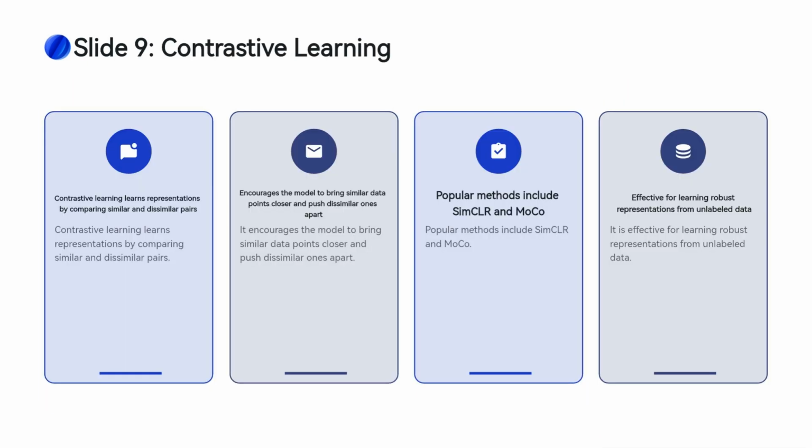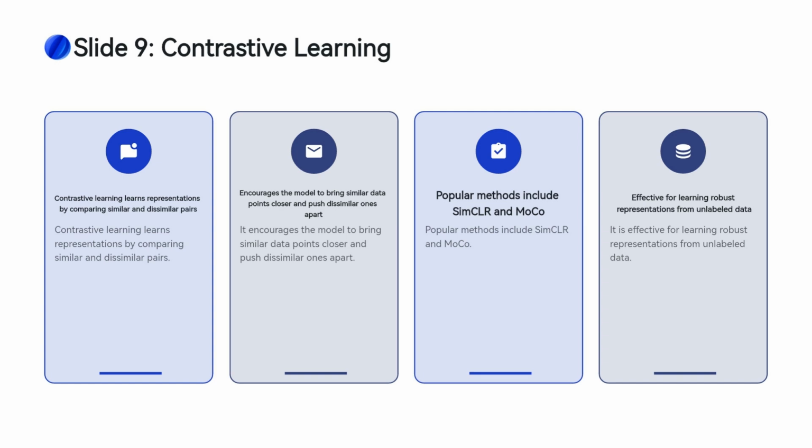Contrastive learning is a form of self-supervised learning where the model learns to distinguish between similar and dissimilar pairs of data points. The objective is to bring similar data points closer in the feature space, positive pairs, while pushing dissimilar data points further apart, negative pairs. This contrastive approach allows the model to learn a representation that captures meaningful relationships between data points.